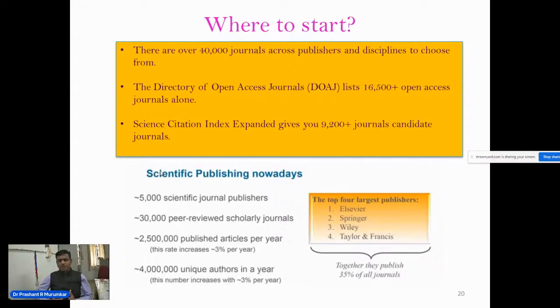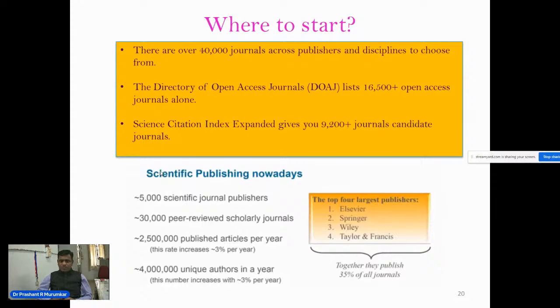They are publishing more than 35% of all journals. So you can consider either Elsevier, Springer, Wiley, Taylor and Francis, or the American Chemical Society's publication house while doing the initial screening. There are almost 5,000 scientific journal publishers available, and out of that, I'm telling you, these four or five more popular publishers are there.